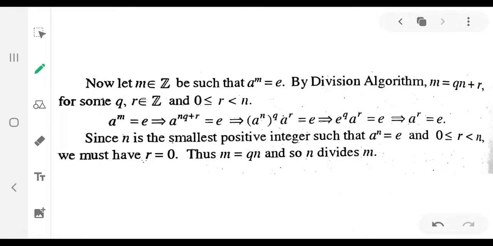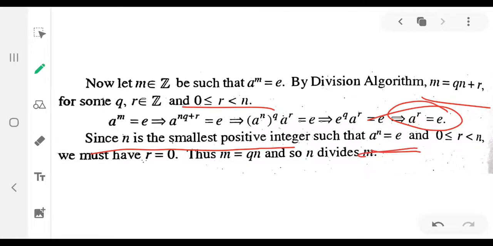We wrote a raised to m equal to e, and by the division algorithm m is equal to nq plus r, where q and r are integers and 0 less than or equal to r less than n. Then we substituted a raised to m equal to e. So we get a raised to r is equal to e, where we know n is the smallest positive integer such that a raised to n is equal to e. In that case r must not be a positive integer. That means the only possibility for r is 0, since r is non-negative, either positive or 0. If r is not positive, only the possibility r is equal to 0 remains. So m is equal to nq. Thank you.